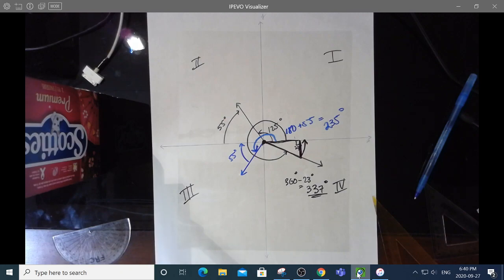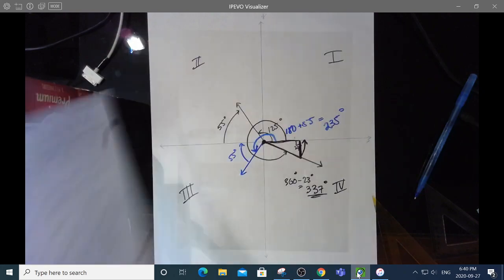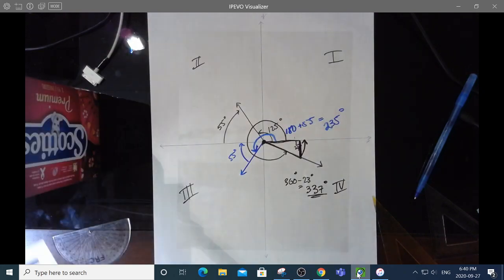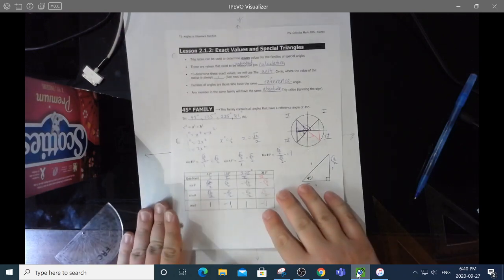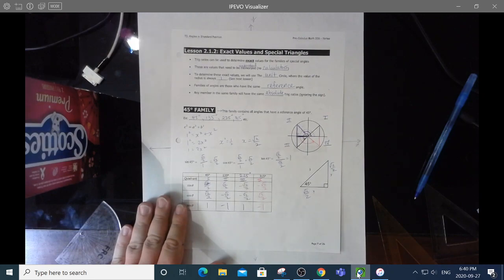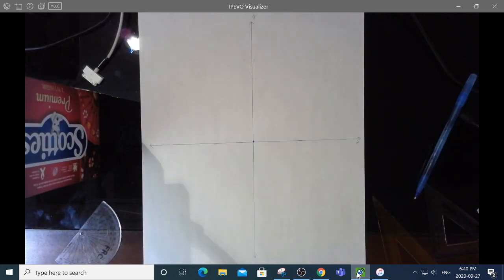So that was the first thing you learned. That was basically what lesson 1 was about, the one we did Thursday, pages 5 and 6. That was the point of 5 and 6. Then we went to page 7, and page 7 was all about a family of angles. It was the 45 degree family. And I actually don't even remember if I pointed this out in class or not.